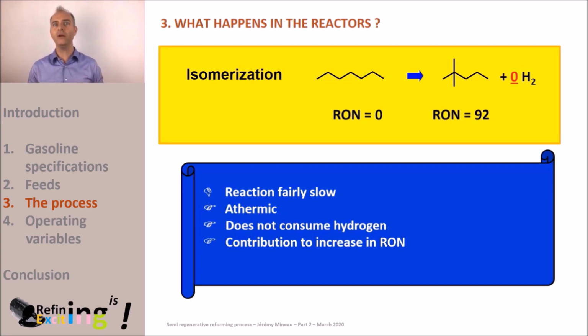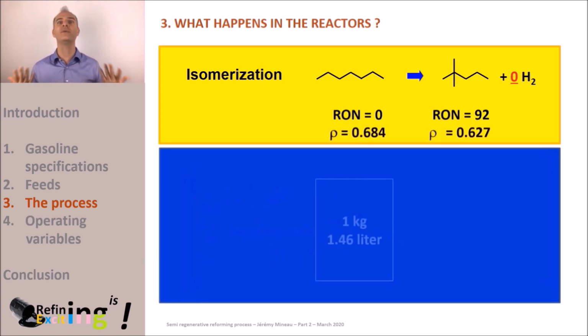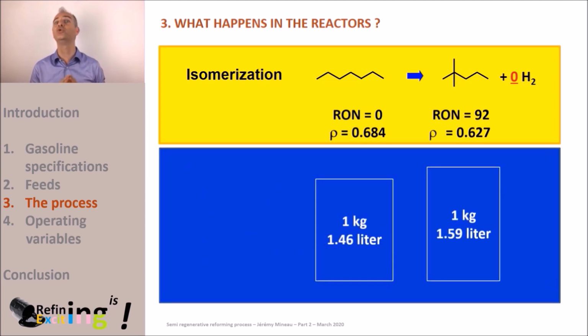As regards volume, this is a reverse effect compared to the two previous reactions. In fact, the isomerization of N-heptane into 2,2-dimethylpentane reduces the density by 9%. Transformation of 1 kg of N-heptane into 1 kg of 2,2-dimethylpentane increases the volume by 9% through a density effect. Here, there is no effect of change in mass as the reaction doesn't produce any hydrogen.